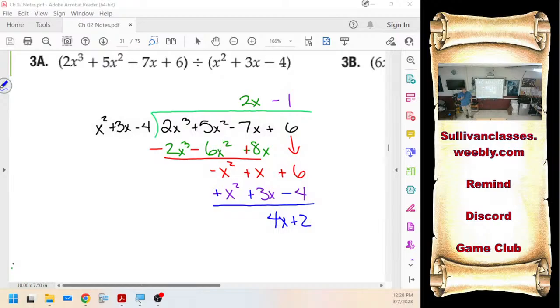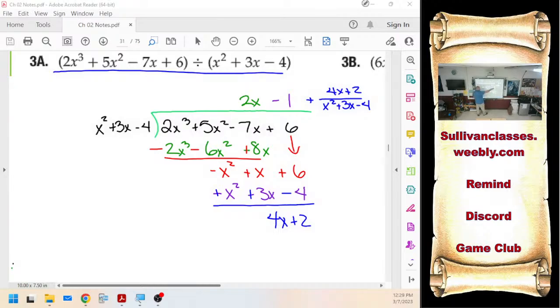We've spent so much time on factoring that some of us might see that and try to immediately divide it by 2, or factor a 2 out of it. No. 4x plus 2 is my remainder. So I'll get 4x plus 2 over x squared plus 3x minus 4. Now, if that reduced, you could have reduced the whole works before starting. Okay?